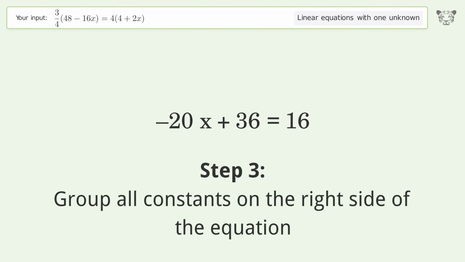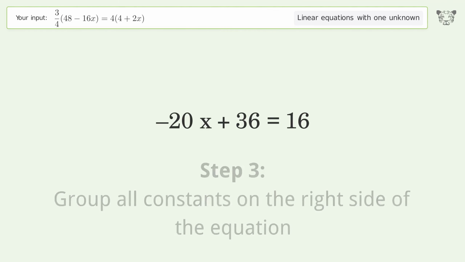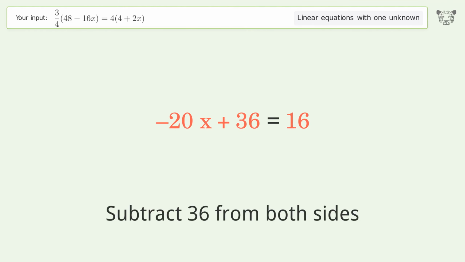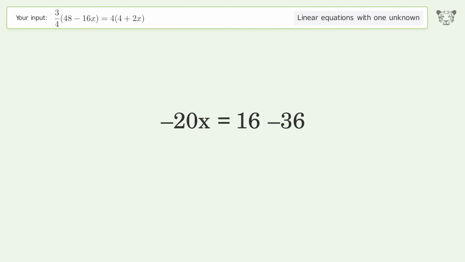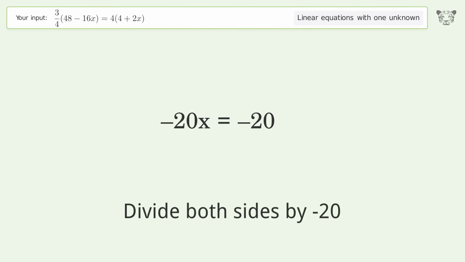Group all constants on the right side of the equation. Subtract 36 from both sides. Simplify the arithmetic. Isolate the x. Divide both sides by -20.